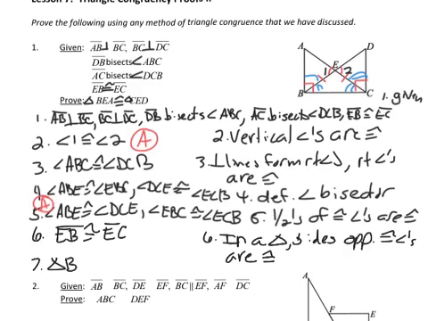Triangle BEA is congruent to triangle CED, and my reason is angle side angle.